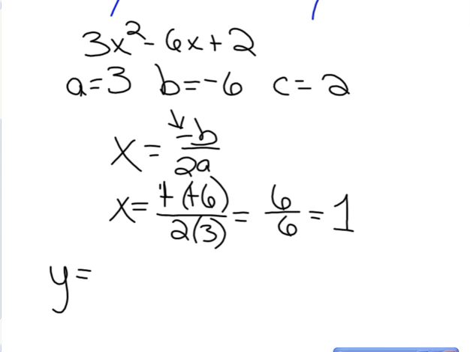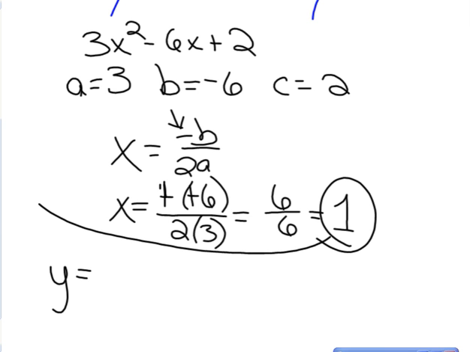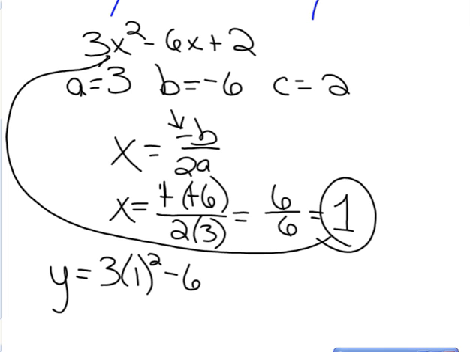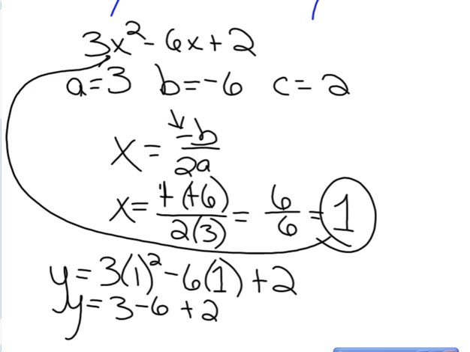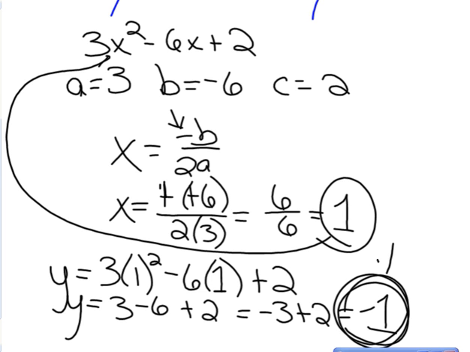So we've got to take this x value and substitute it in for x. So 3 times 1 squared minus 6 times our x value of 1 plus 2. 3 times 1 squared is 3, minus 6 plus 2. 3 minus 6 plus 2 gives me a negative 1. Final answer, negative 1.